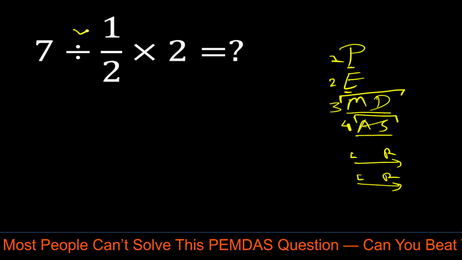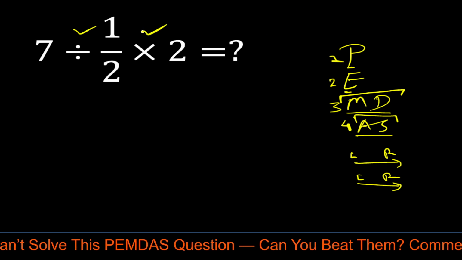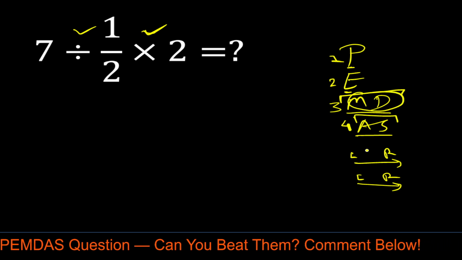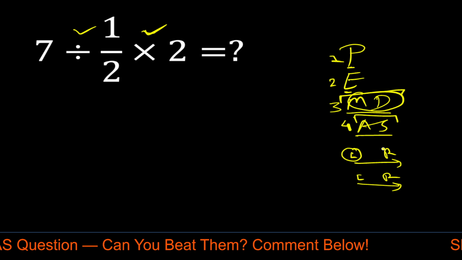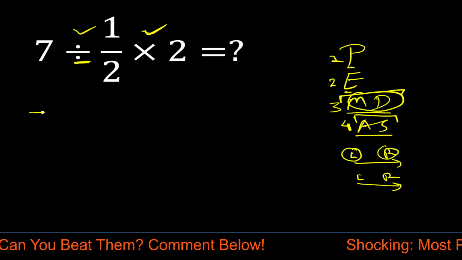So in this question, here we have division and here, sorry, multiplication. So multiplication and division both have equal priority, so we have to solve it from left to right. So first we have to solve this division, right?